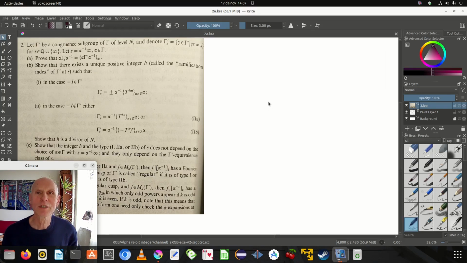Hello there. Time to start problem 2. This first part seems to be trivial manipulation. In this case, alpha to minus first lies in, that was wrong.